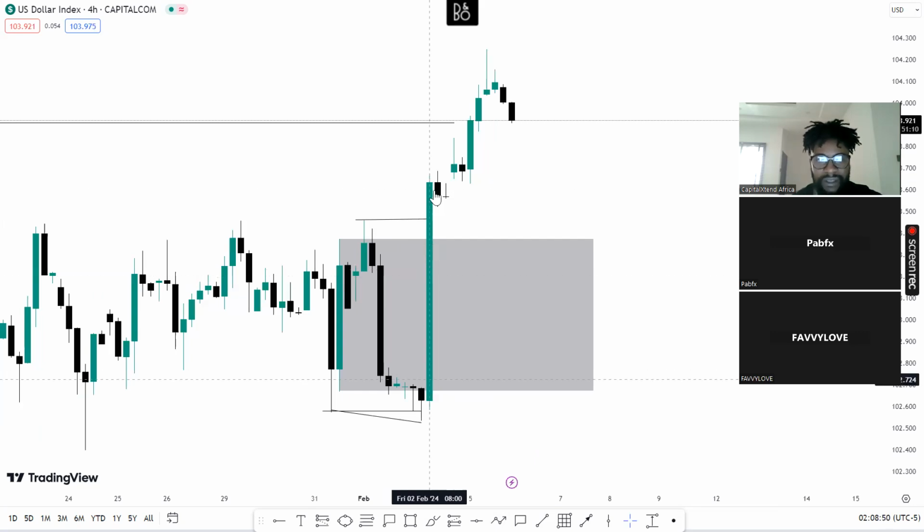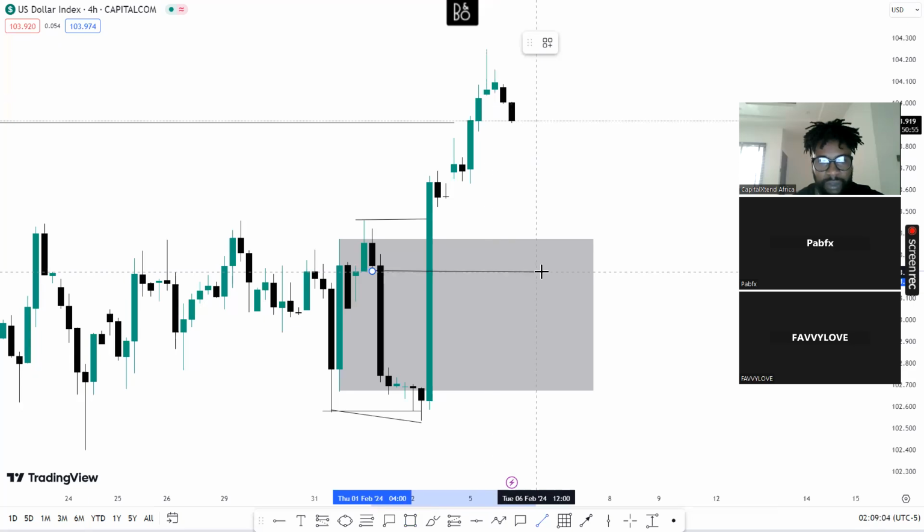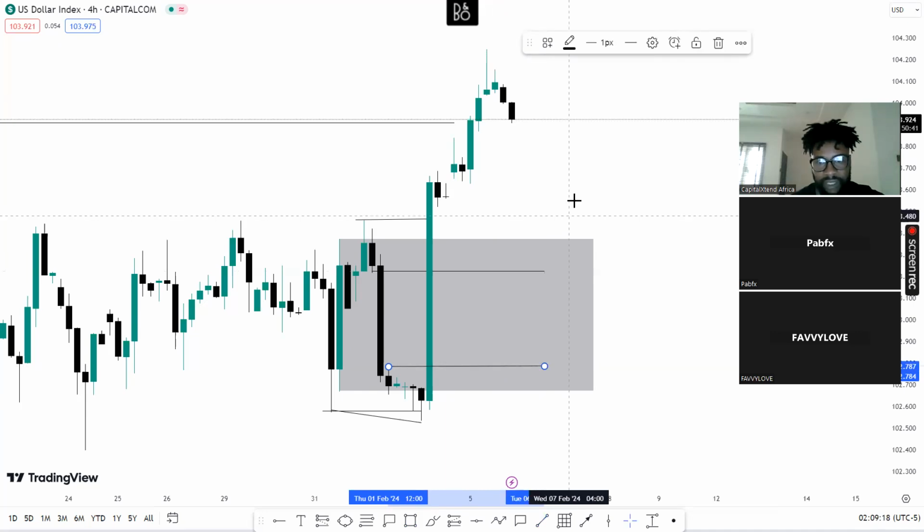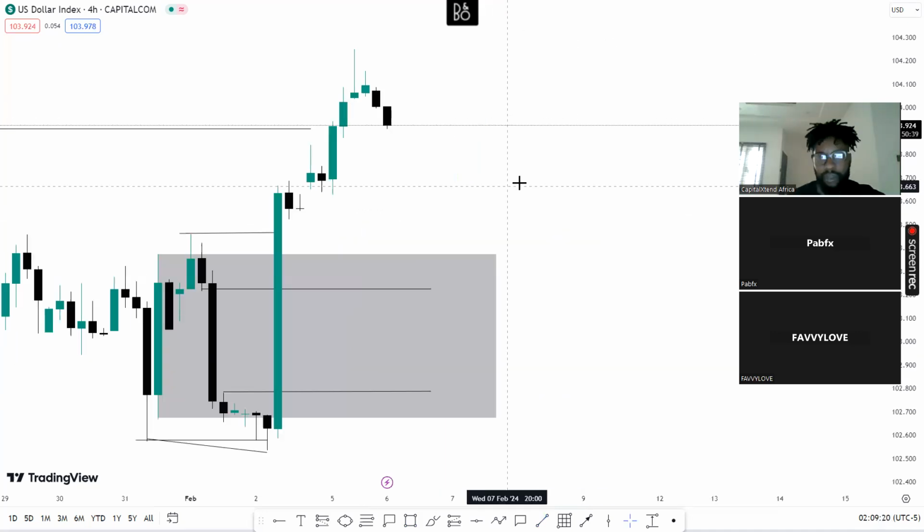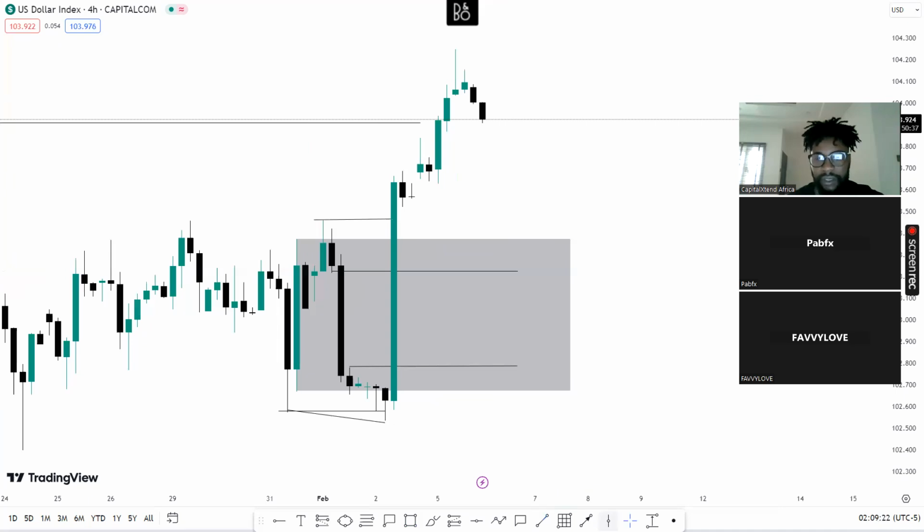We have this long imbalance here, a long fair value gap, and secondly, we have an inversion too. So there are high tendencies that price is going to come down to this place. We have an inversion, a breakout, a stop hunt, a fair value gap, and an inversion.